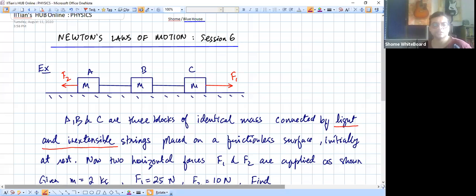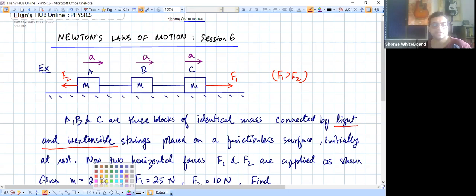Okay, now the first thing you can understand here is, F1 is dominating, so the system will tend to accelerate towards the right. Now all the three of them will have acceleration towards the right. And secondly, because both the strings are inextensible, that means the length of the string does not change, so the distance between A and B remains constant, so they will have the same acceleration. Similarly, the distance between B and C should remain constant, so they will have the same acceleration.